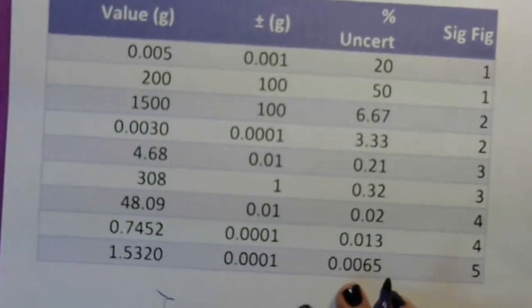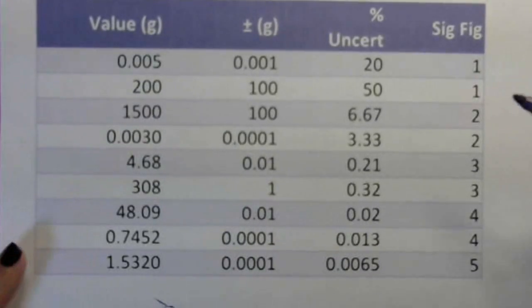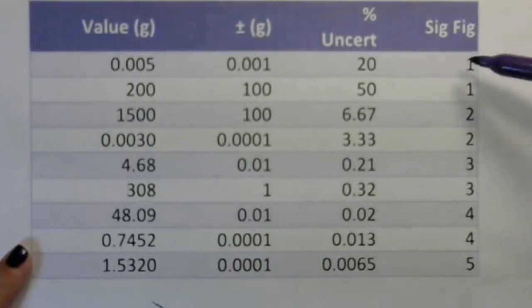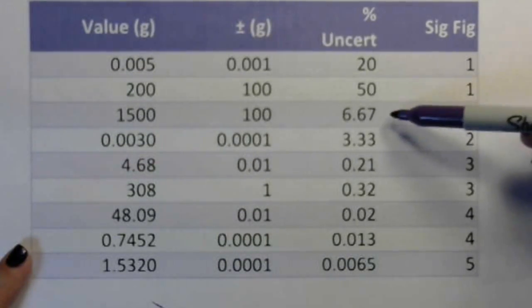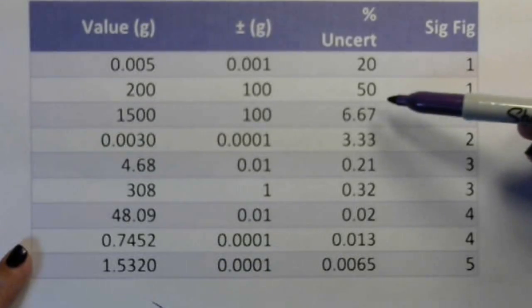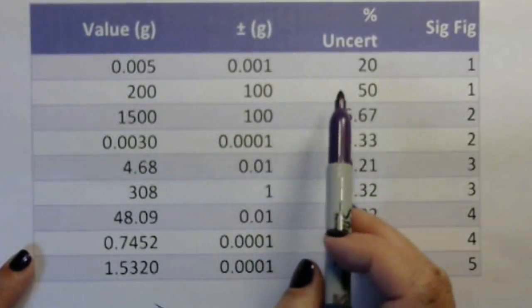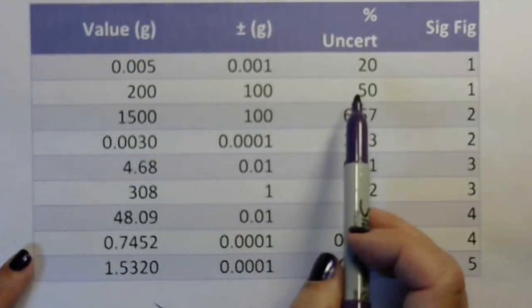So here's our chart reorganized. Look at how this column relates to this column. If you have 1 significant figure, the percent uncertainty is horrible, 20%, 50%. You can go up to 100%. If this was 100 grams, plus or minus 100 grams, you would have 100% uncertainty. That would give you terrible results.